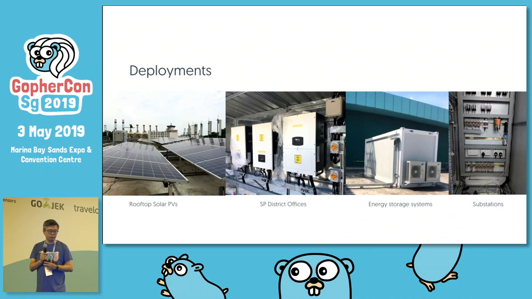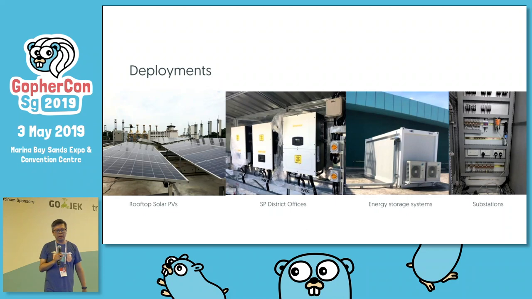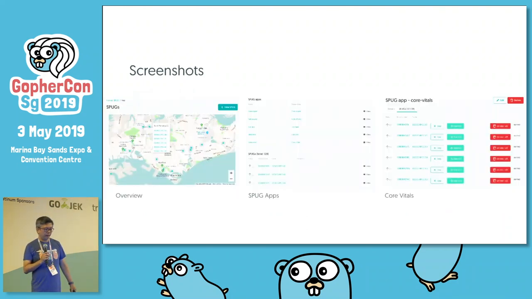Deployments-wise, we deployed it to rooftop solar panels in our district offices, in energy storage systems. Energy storage systems are essentially large lithium-ion batteries, right? So you have your phone, it's a lithium-ion battery in it. This is like the mega version of it, right? The huge version of it. We also deploy in our substations and many other locations as well. Some screenshots of the system that's been built.